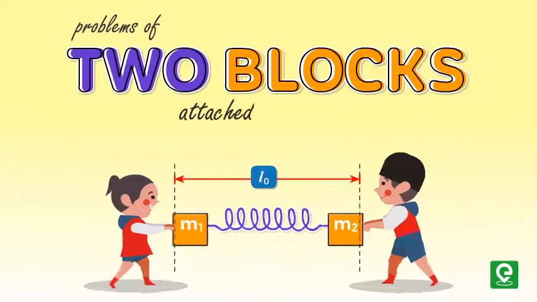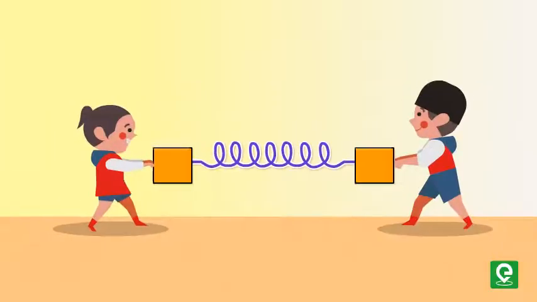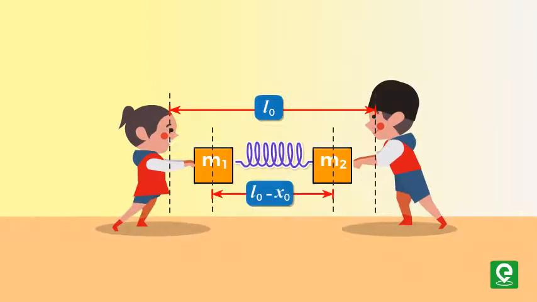Problem of two blocks attached to a spring. A light spring of spring constant K and natural length L0, attached in a compressed condition between two blocks of masses M1 and M2, is placed on a smooth horizontal surface. The spring is initially compressed by a distance x0.